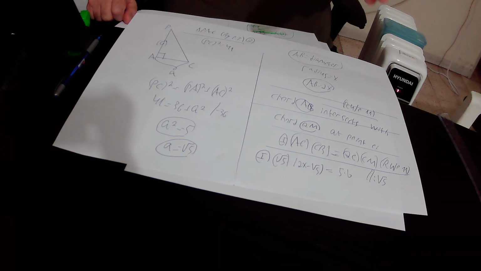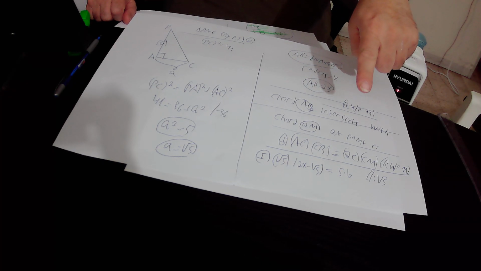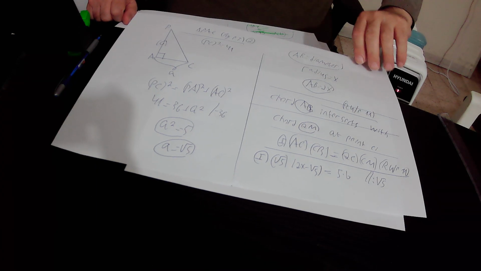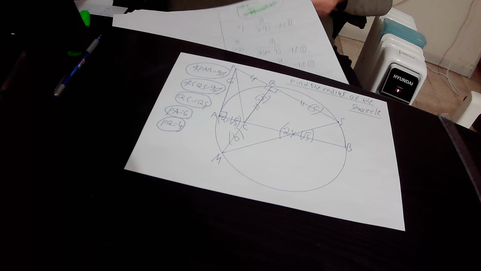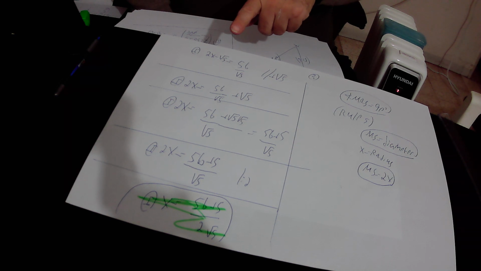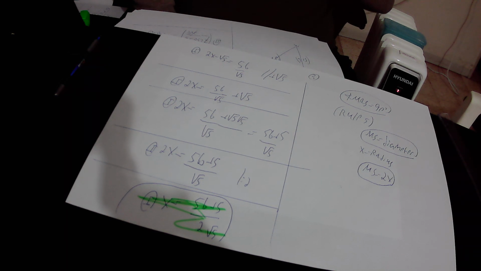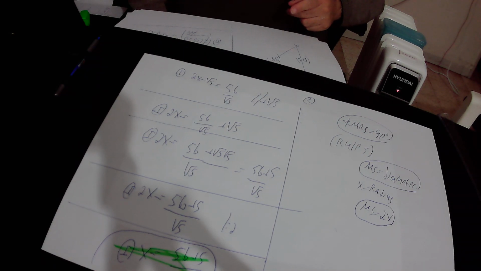So in conclusion, according to equation number 1, the square root of 5 times 2x minus the square root of 5 equals 5b. Here we divided equation number 1 by the square root of 5, and found that 2x minus the square root of 5 equals 5b over the square root of 5. Here we added the square root of 5 to this equation, and finally found that 2x equals 5b over the square root of 5 plus the square root of 5.